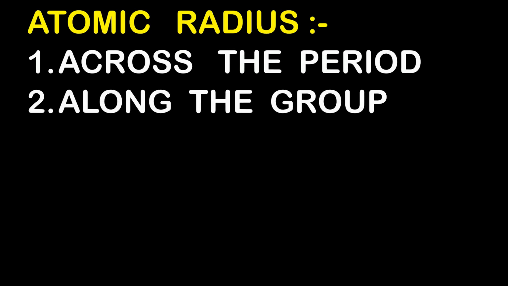Let's see that. We will understand how the atomic radius varies as we move across the period and as we move along the group. In simple words, we will see whether the atomic radius increases or decreases as we move across the period, that is from left to right, and whether it increases or decreases as we move along the group from top to bottom.